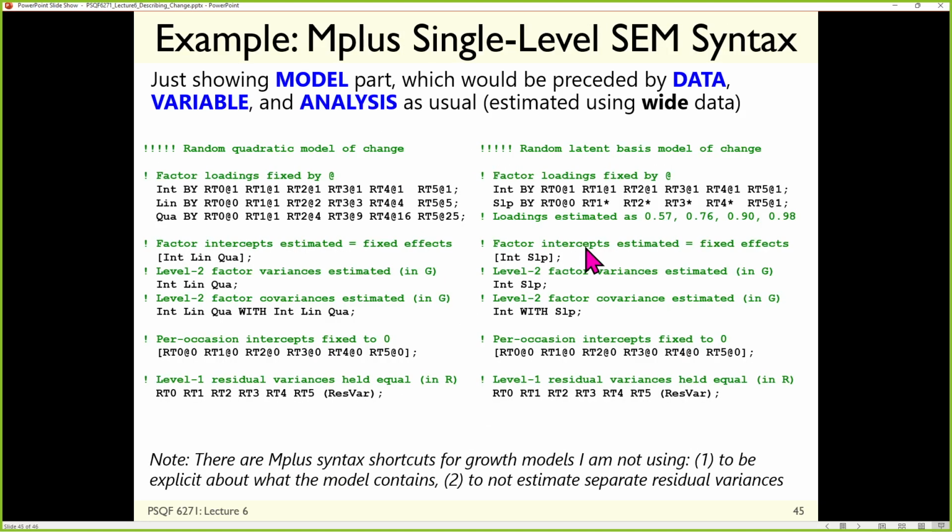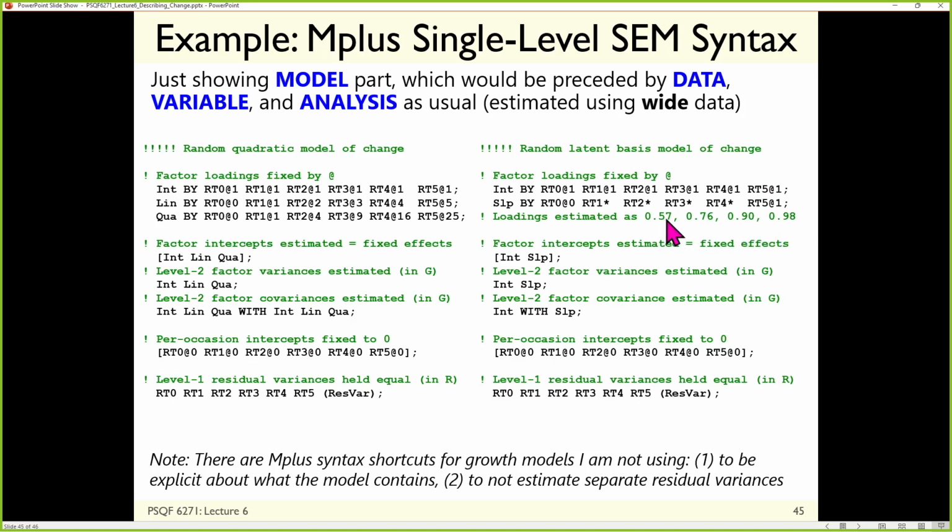For these data, here's what the code would look like. This is Mplus. This is the quadratic model on the left-hand side. This is the latent basis model on the right-hand side. This is all Mplus code. And the basis estimated loadings were 0.57, 0.76, 0.90, and 0.98.